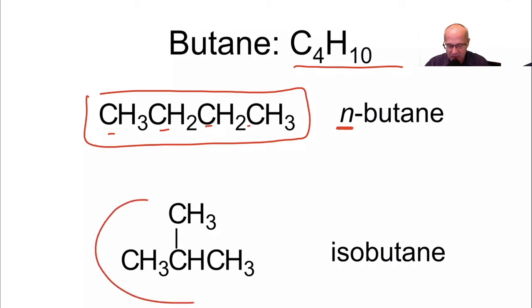Now this one is known as isobutane. How I recognize iso is I look for two methyl groups on a terminal carbon. So if you want to think of this as a chain, this carbon here has one methyl group here, one methyl group there. So it's isobutane.